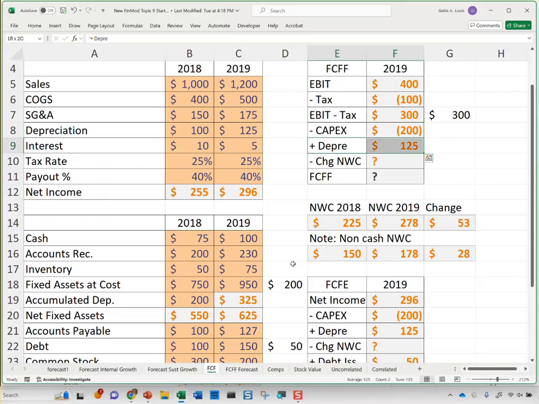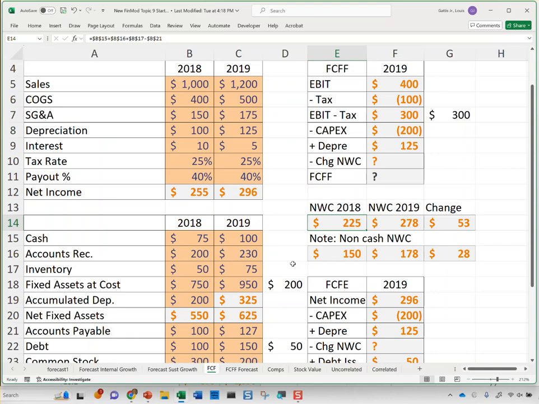If I didn't add depreciation back, I'd be, in some sense, double counting, because depreciation and CapEx are the same concept. If I pay $200 for an item, it's going to show up in future depreciation. So I need to make sure that I subtract CapEx, add back depreciation, so I'm not double counting CapEx. And then minus changes in net working capital.